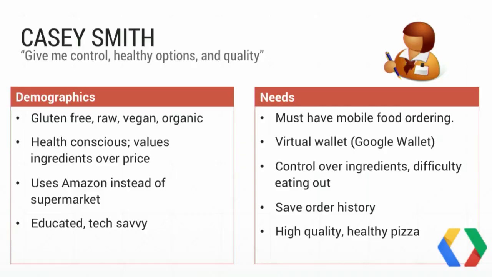We're going to go through a few personas. We're going to use the user-centric design process. So this is one persona for our startup. So let's take a minute and look at Casey Smith. Her tagline is, "Give me control, healthy options, and quality."